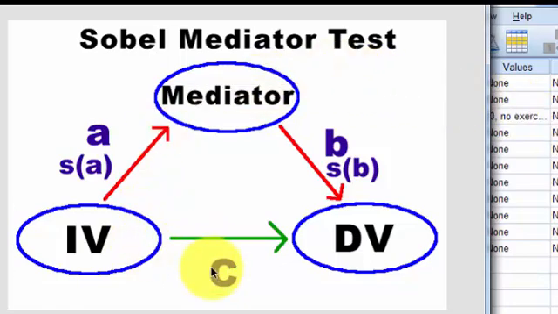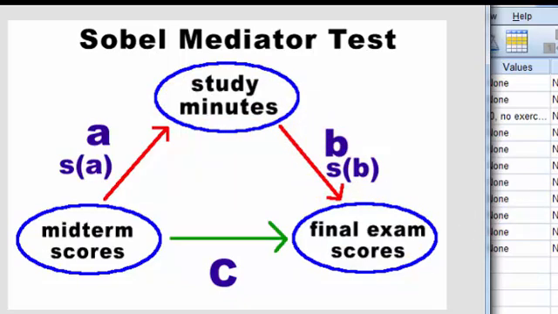So this line C here is the direct effect of the IV on the DV, which is not used. We don't use that in a mediator test. We do use the relationship between the IV and the suspected mediator, and then a new one for the mediator and the DV. So in our problem, we're looking at the midterm scores.